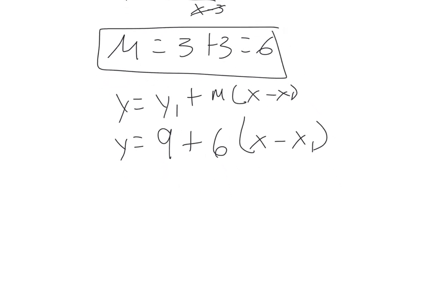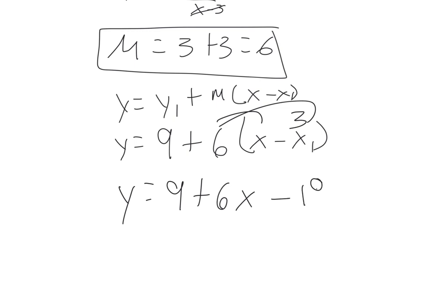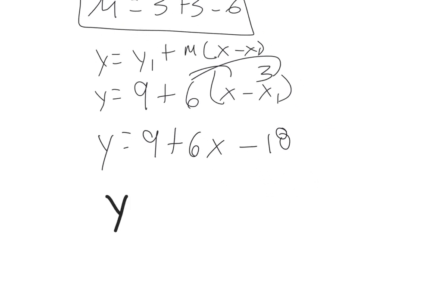After that, we just do some simple simplification here. y equals 9 plus 6x, right? And I forgot to add this here. This is 3. So we multiply here 6x minus 18. And we continue with the simplification.